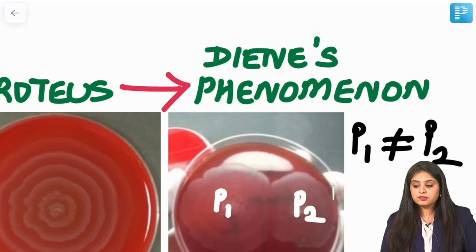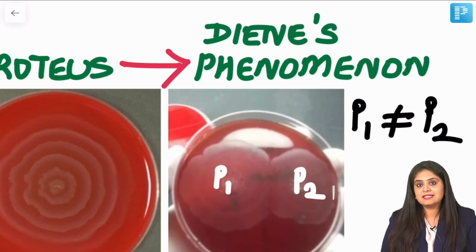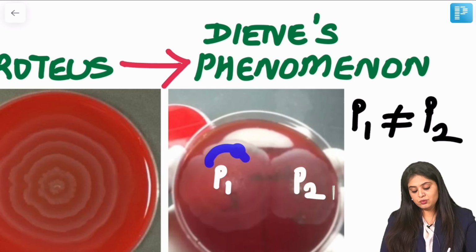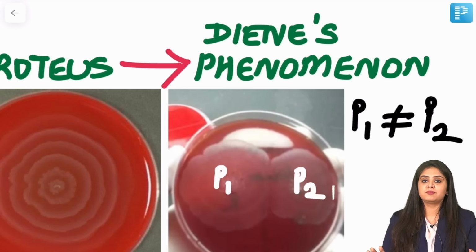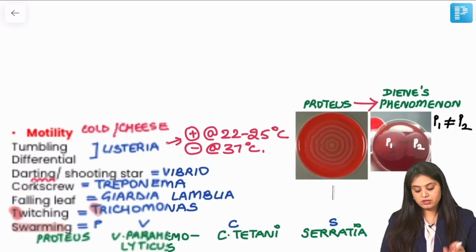Now the good news is this is the only picture of Dienes phenomena that is there on the internet, and they give it to you again and again in the exam. So you're always going to get two separate strains of Proteus showing the Dienes phenomena, different swarming. Remember this for Proteus. All the motilities are done.